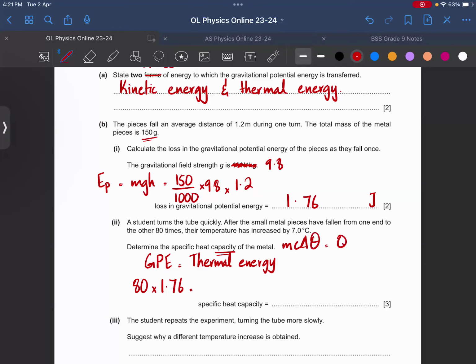So Q कह लें, E कह लें. The new syllabus just calls this E. E equals MC delta theta. M आपको पता है. Say you have the mass. Again, SHC आपने निकालना है. ठीक है?